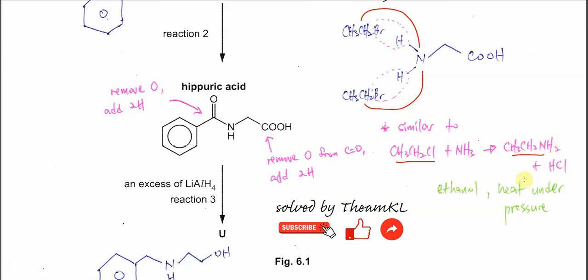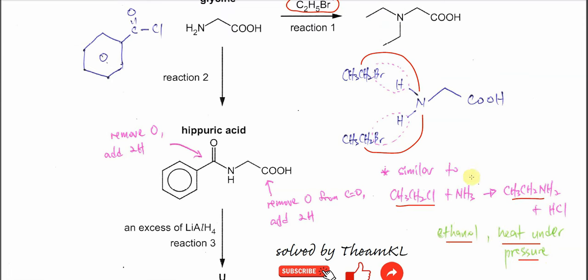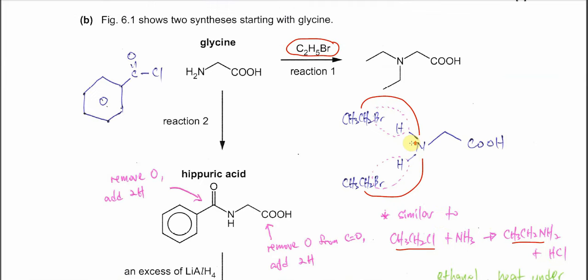The condition needed is ethanol, heat under pressure. So the solvent needs to be ethanol, heat under pressure. This is the condition needed. This is the one from AS which relates to reaction 1.